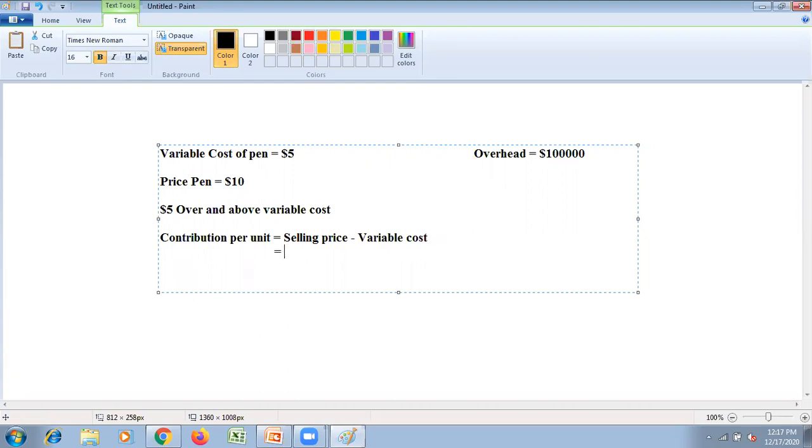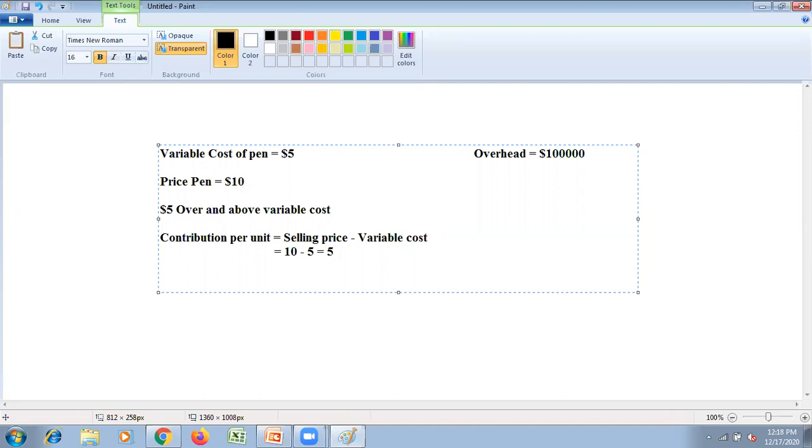It is not the same as profit. The reason is that all costs have not been subtracted from it. You know that total cost includes variable cost plus fixed cost. Right now, we have just subtracted variable cost from the selling price and not the fixed cost. So that is why it is not called profit, unless we subtract the other cost, that is overhead, from the revenue or the price.